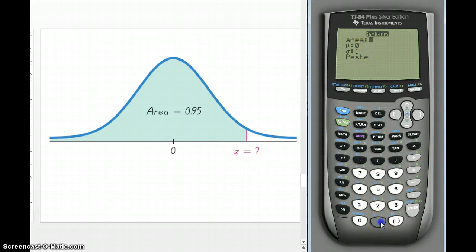So here, I'm going to put the area that I know, 0.95 in this case, push enter, and the z-score here corresponds to that point which separates 0.95 area from that area. And that's it. The only thing that you have to be careful about is that this z-score from the inverse norm function would give you the z-score that corresponds to that cutting point of the area that you inputted. In this case, the area was 0.95.